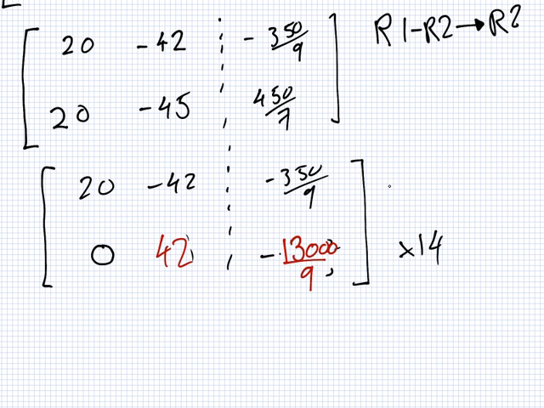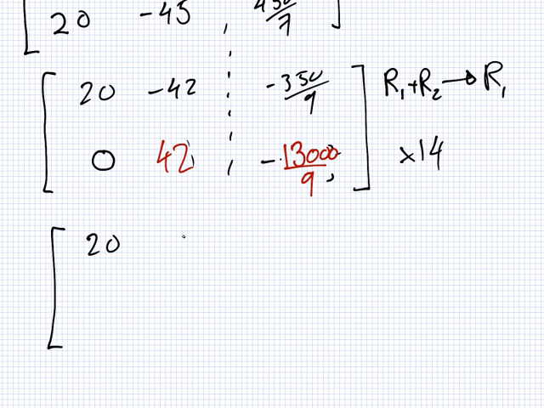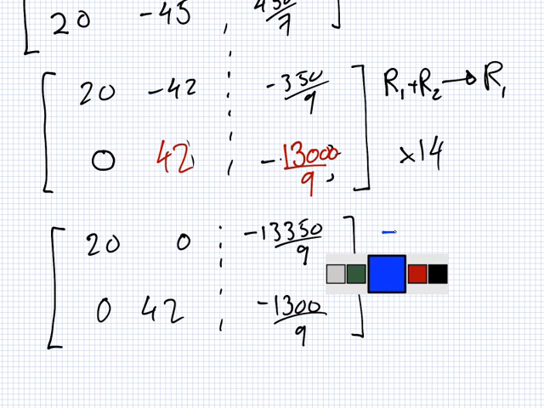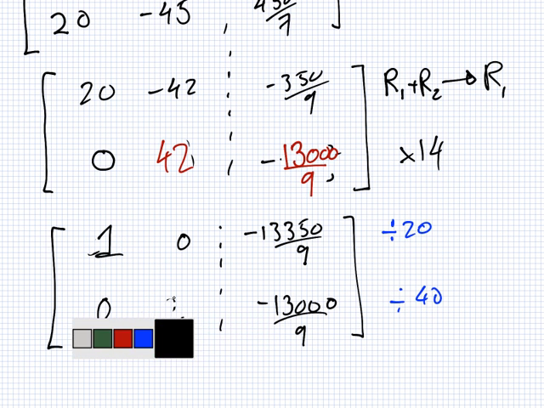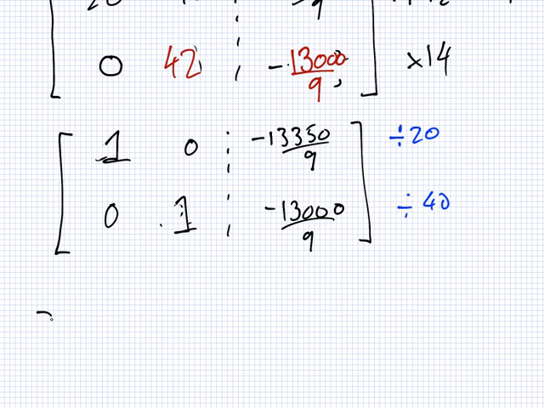Great, now, nearly there. What to do next? Row 1 plus row 2 onto 1. So now we get 20, 0, and this is the same here. I just need to add minus 350. Oh, that's obvious: minus 13350 over 9. Great, so we're nearly finished. We just have to divide this by 20 and this by 40. This becomes 1 and this becomes 1. So we finish up with x equals minus 13350 over 180, that possibly simplifies, and y equals minus 13000 over 360.